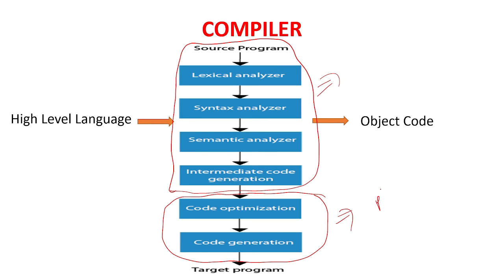These are platform dependent phases, which vary from computer to computer or operating system to operating system. So these two phases will be platform dependent. You have to do them for your compiler. But for the above four phases, you don't have to work on them. They are already available and the same for all the compilers, so you can directly use them.